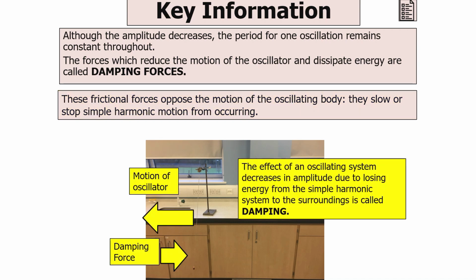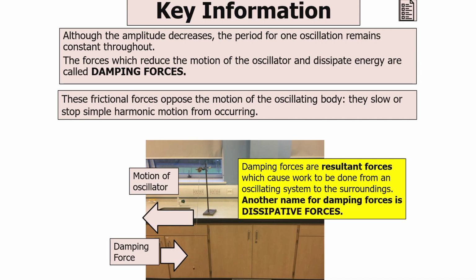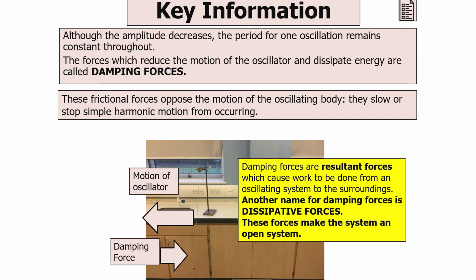The effect of an oscillating system decreasing in amplitude due to losing energy from the simple harmonic motion system to the surroundings is called dampening. Dampening forces are resultant forces which cause work to be done from an oscillating system to the surroundings. Another name for dampening forces is dissipative forces, because the dampening forces dissipate energy into the surroundings. Energy is transferred from the mechanical system to the internal energy of the surroundings. These forces make our system an open system.